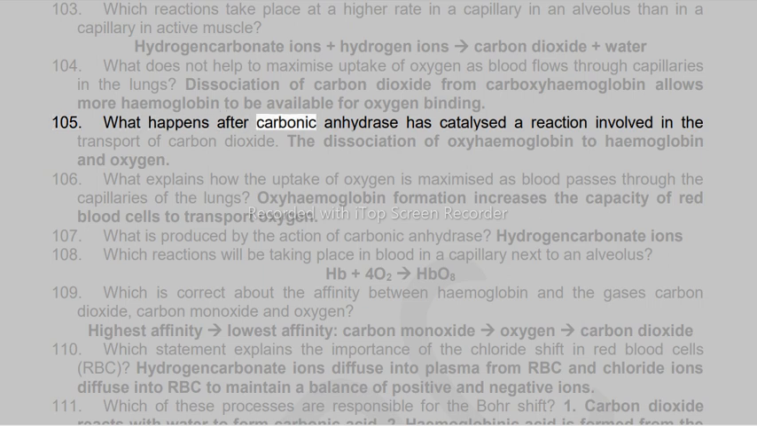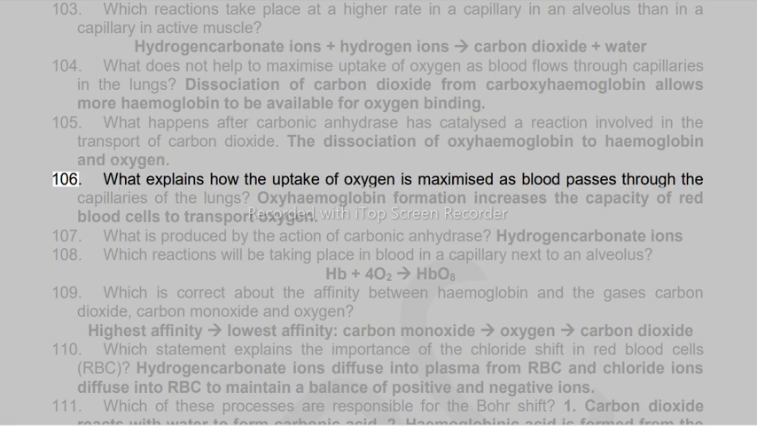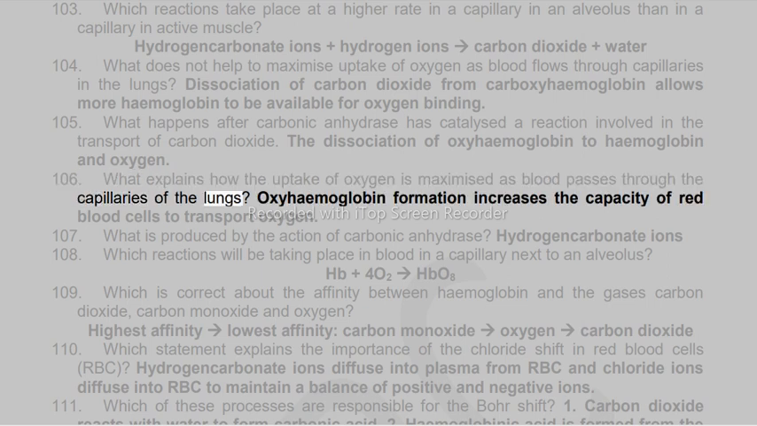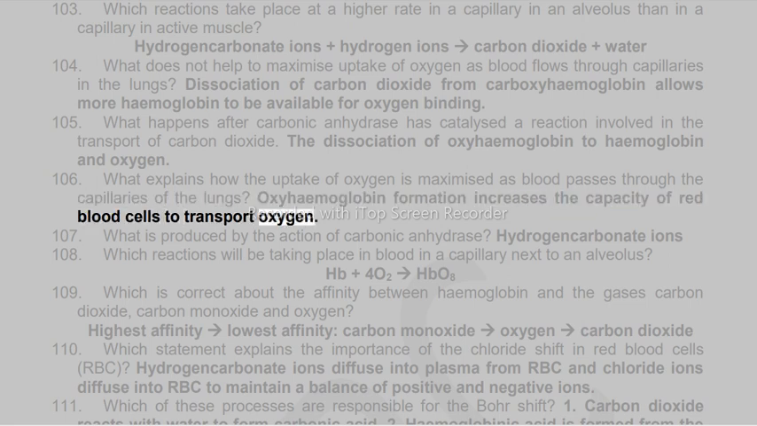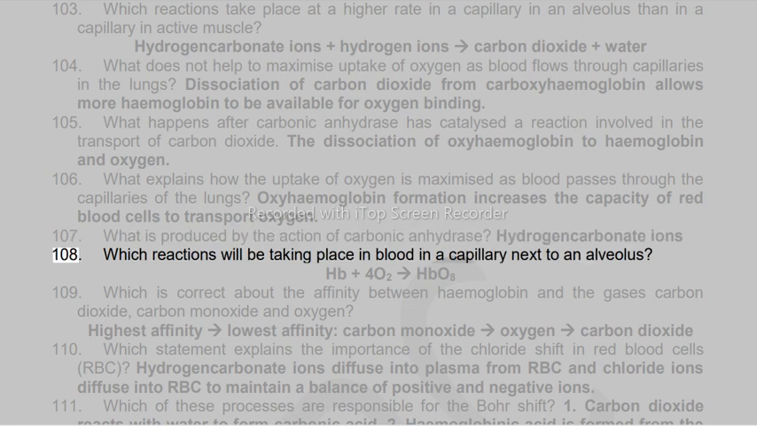105. What happens after carbonic anhydrase has catalyzed a reaction involved in the transport of carbon dioxide? The dissociation of oxyhemoglobin to hemoglobin and oxygen. 106. What explains how the uptake of oxygen is maximized as blood passes through the capillaries of the lungs? Oxyhemoglobin formation increases the capacity of red blood cells to transport oxygen. 107. What is produced by the action of carbonic anhydrase? Hydrogen carbonate ions. 108. Which reactions will be taking place in blood in a capillary next to an alveolus? Hb plus 4O2 gives HbO8.